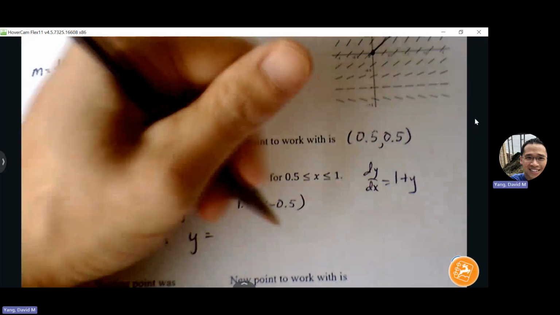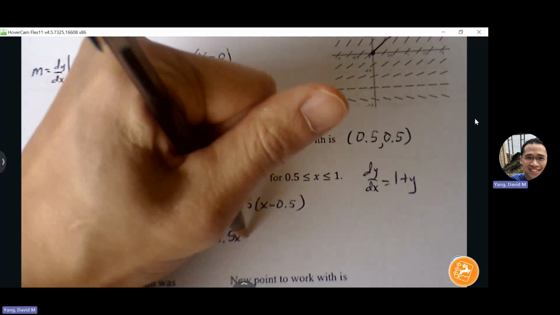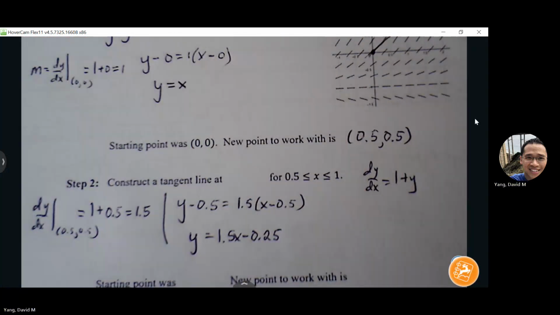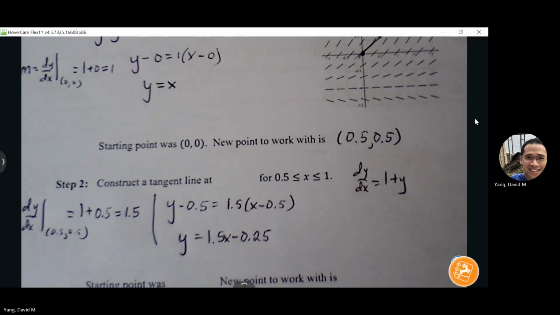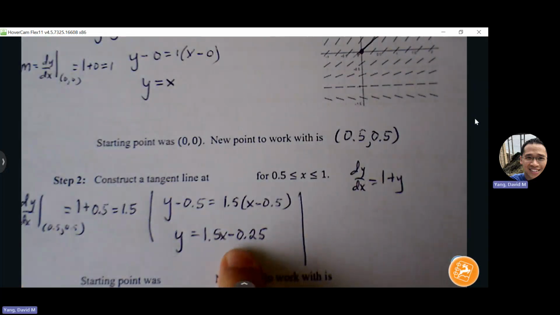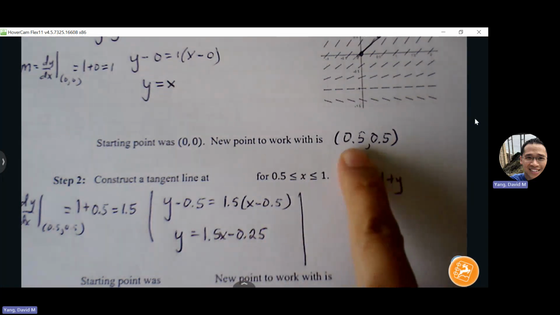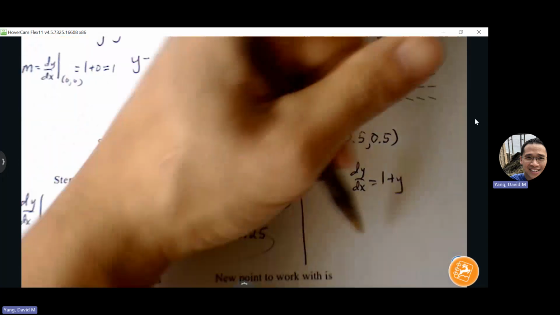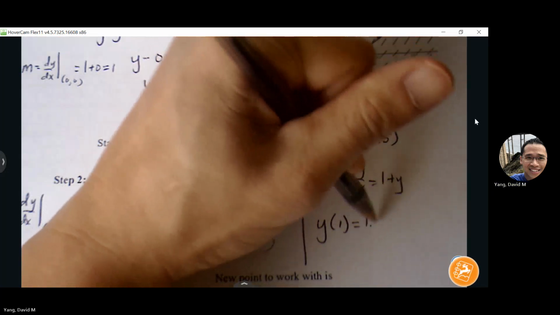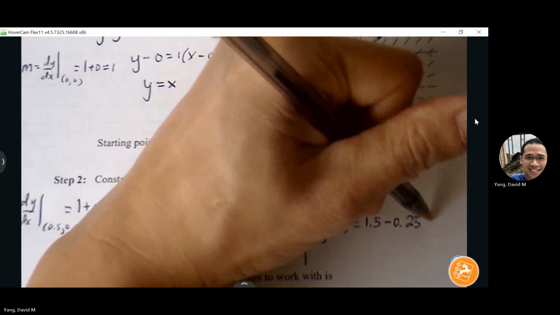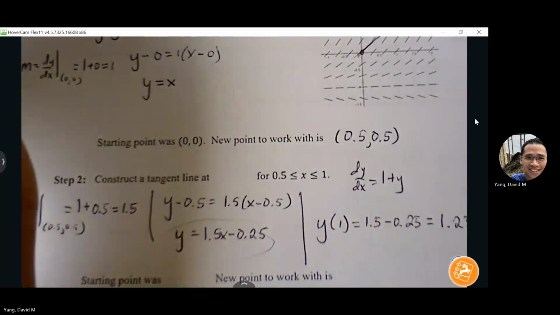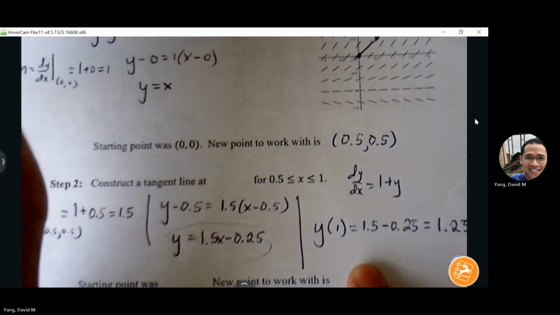I'm going to skip some steps here. My equation is 1.5x minus 0.25. So based off of this slope and from this point, we're going to find out what our next point is. So our next point is 1, because we already found the ordered pair at 0.5. We're going to find the next point is also 0.5 over. So we'll plug 1 into this linear equation here. And that lands us at 1.25. So from here, it goes to 1.25 at the next increment over.